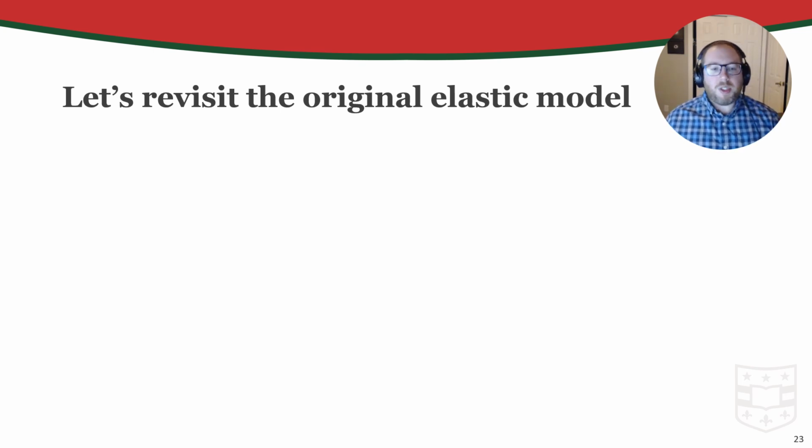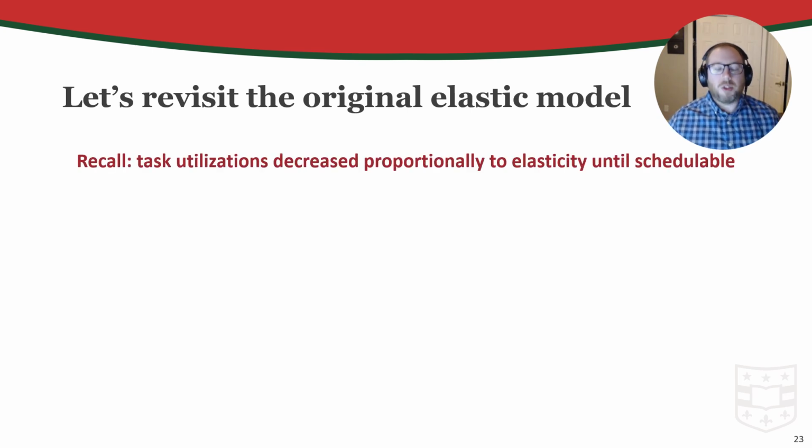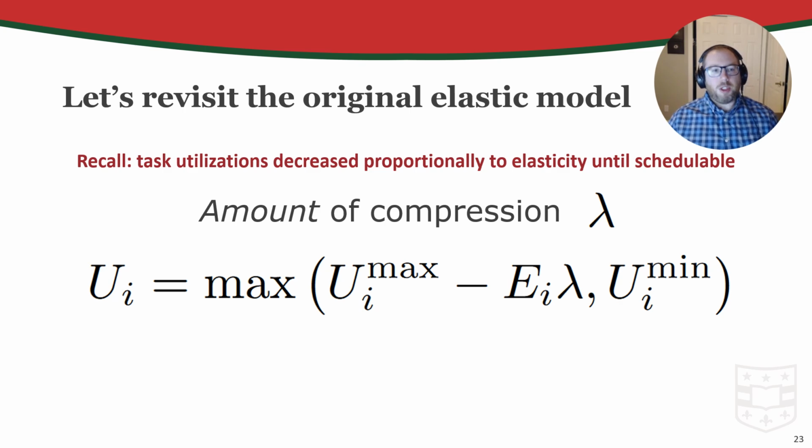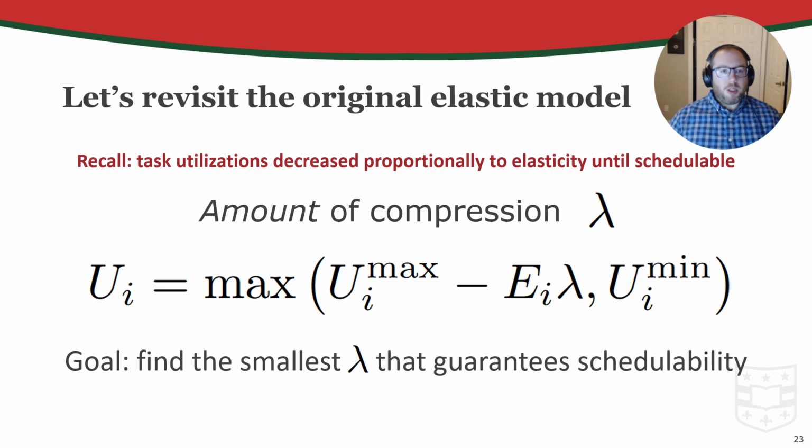Well, let's revisit the original model of elastic scheduling. Recall again, task utilizations are decreased proportionally to their elasticities until the system becomes schedulable. Well, what this implies is that we can represent the amount of compression by a term which we call lambda, where each utilization is then compressed by an amount equal to lambda times its elasticity while constrained to its minimum. Now the goal is to find the smallest value of lambda where there is a schedulable partition for the resulting utilizations.